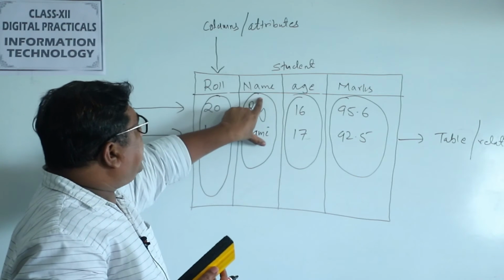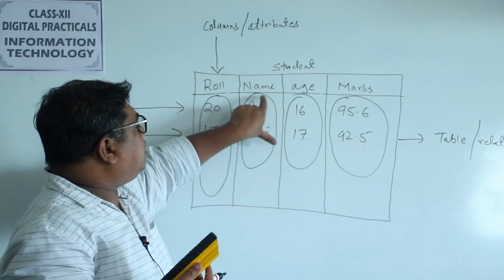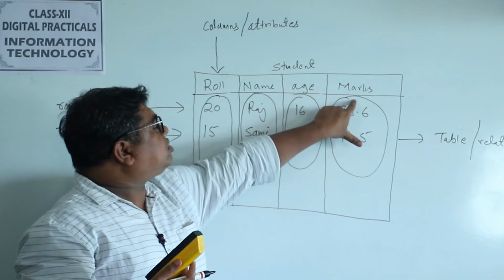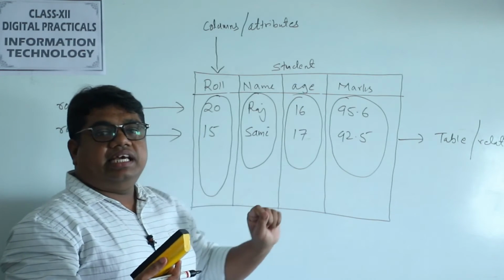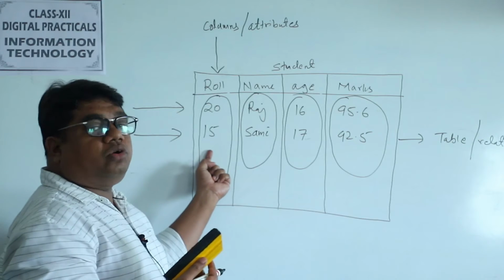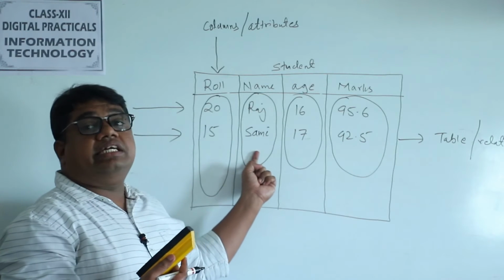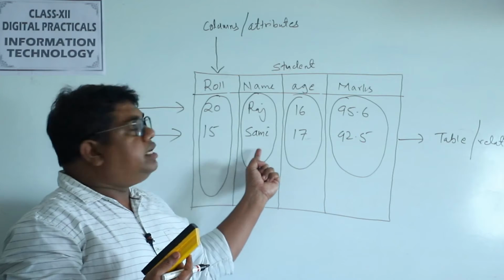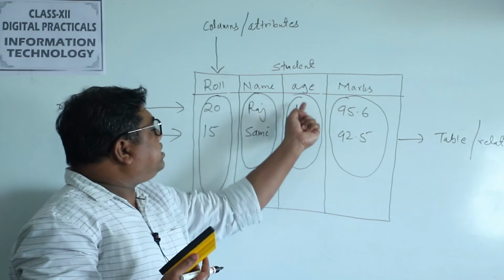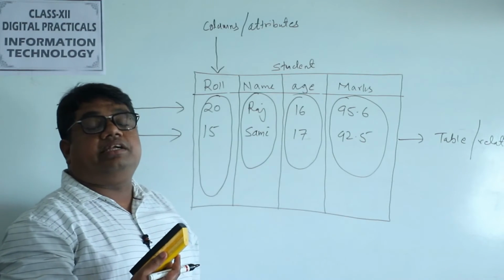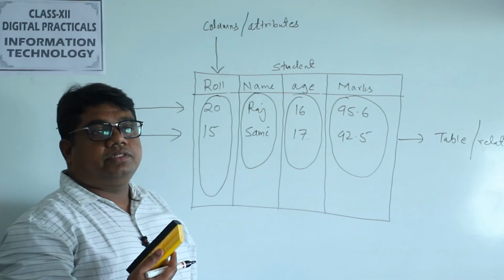So this name column has a data type. Same, the age column has a data type, and the marks column will have a data type. And what will be the data type for roll? It will be integer. What will be the data type for name? It stores characters. And what will be the data type for this column age? It will be integer. And what will be the data type for marks? It will be decimal. Okay.